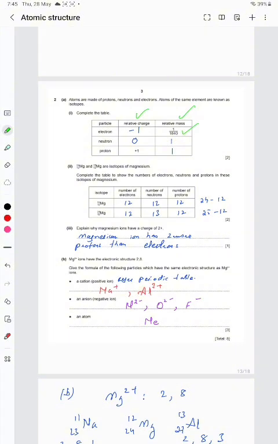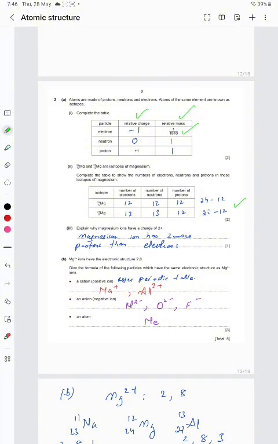Mg-24 with atomic number 12 and Mg-25 with atomic number 12 are two isotopes of magnesium. You have to fill the table. If I give you these numbers, you can easily predict the number of electrons, number of neutrons, and number of protons. We have done it before. So this is the working. You can fill the table following this working.